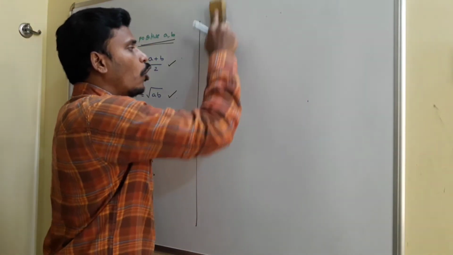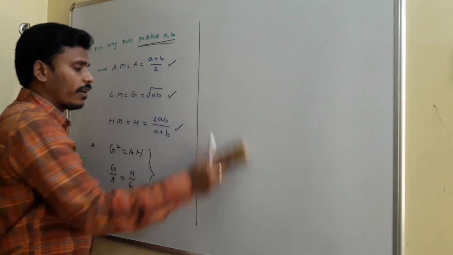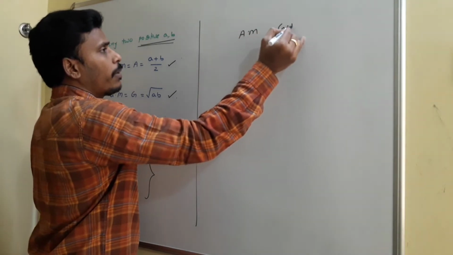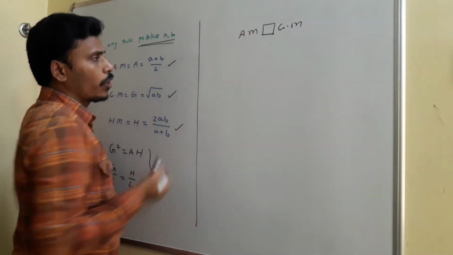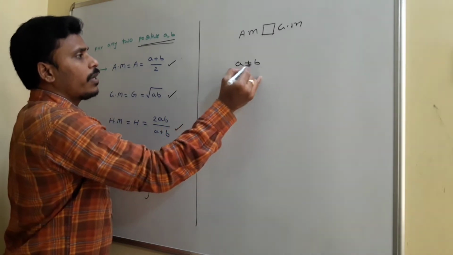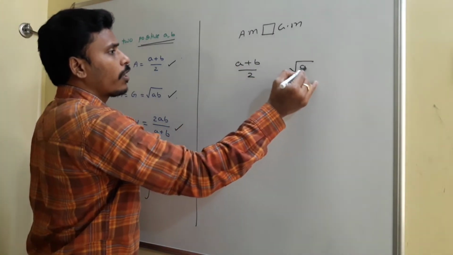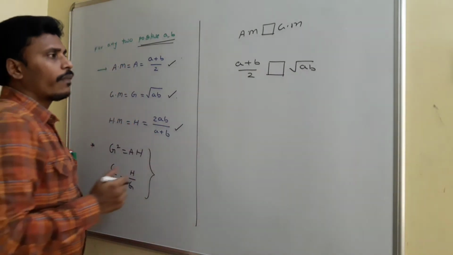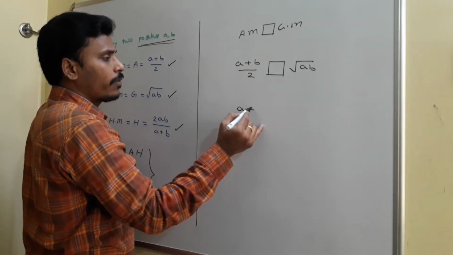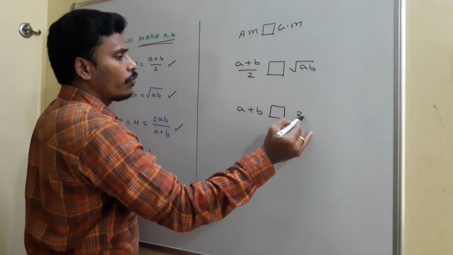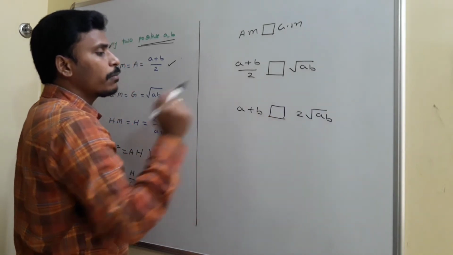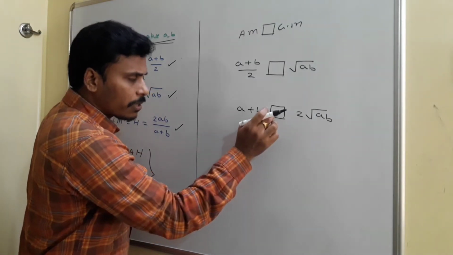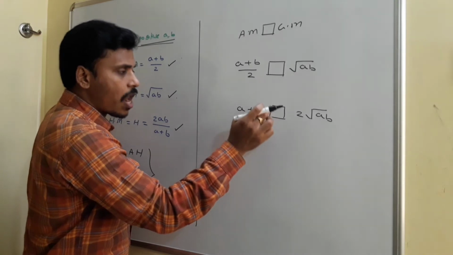First suppose I don't know about that (root a minus root b) whole square greater than or equal to 0. I need to establish a relation between the arithmetic mean and geometric mean. The arithmetic mean is (a plus b) by 2, the geometric mean is root ab. I need to utilize a symbol here, either less than or greater than, but I don't know exactly. Then send the 2 to that side: a plus b and a symbol and 2 root ab. We don't know whether it is less than or greater than. Some symbol will be there, either less than, greater than or equal to.